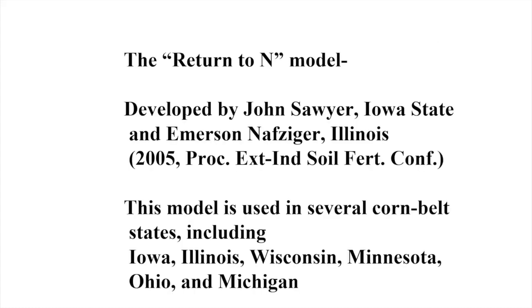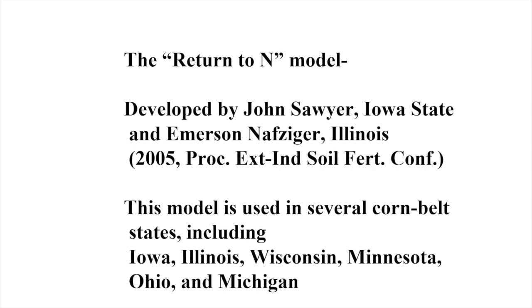So to make our nitrogen calculator, we use the return to N model, the economic optimal N rate. It was developed in Iowa and Illinois back around 2004, 2005. For corn, almost all of the Midwest states use this. South Dakota is developing one right now.